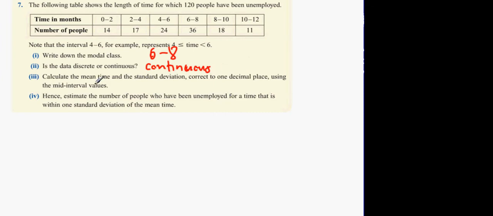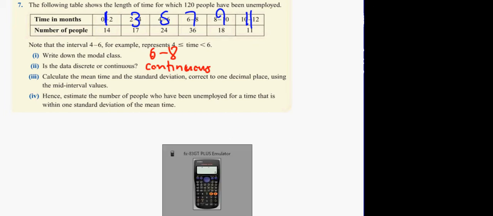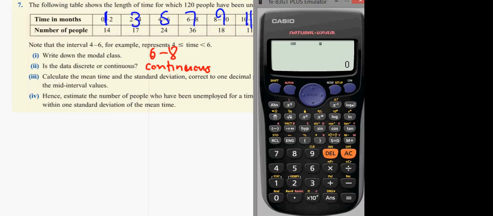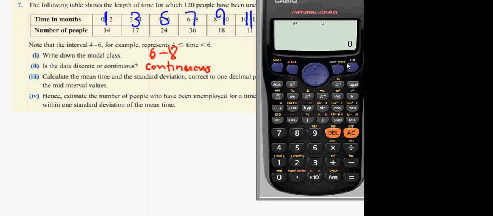Calculate the mean time and the standard deviation correct to one decimal place using the mid-interval values. Mid-interval values are going to be 1, 3, 5, 7, 9 and 11. Okay, so to calculate the standard deviation and mean of this one, I need to go to mode, stats, one variable.